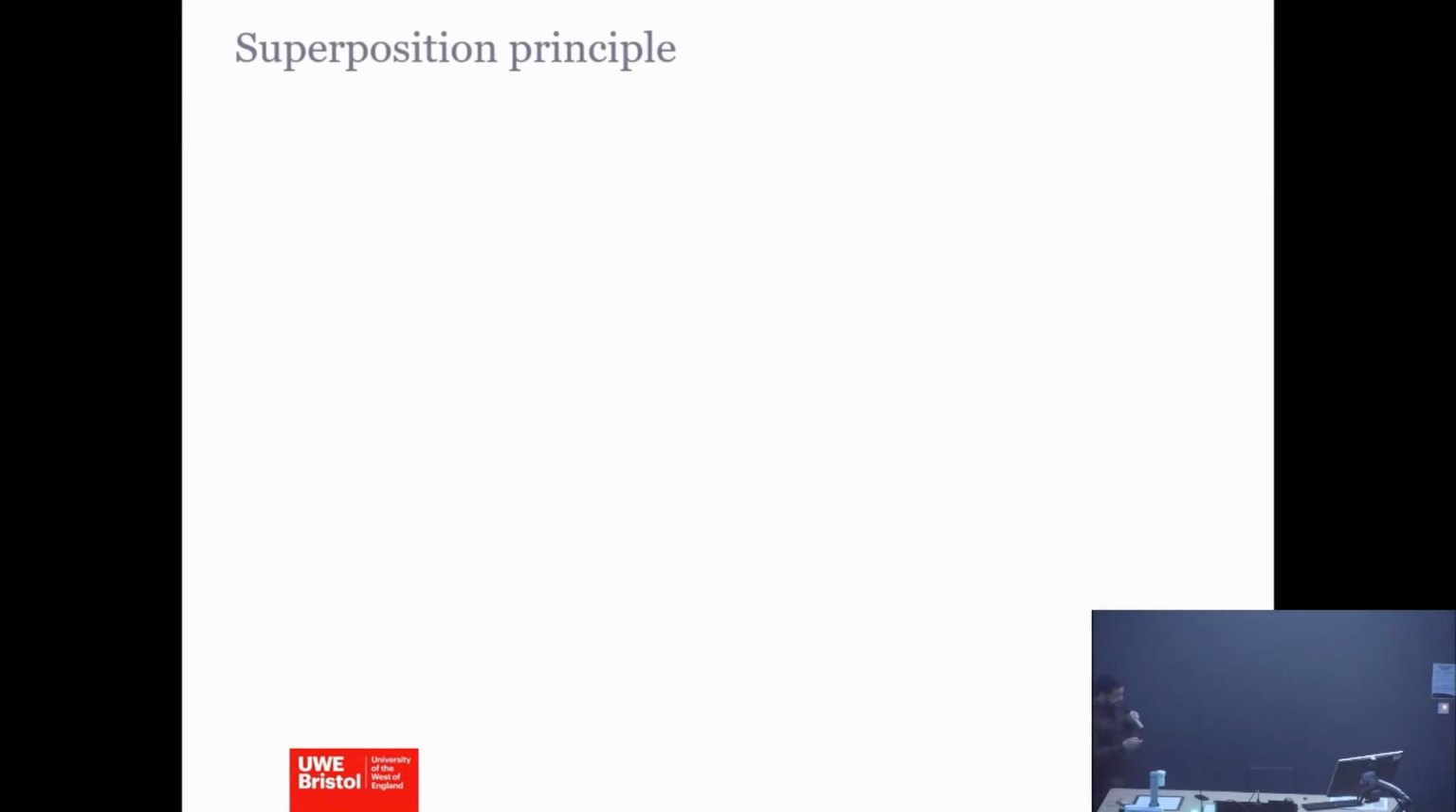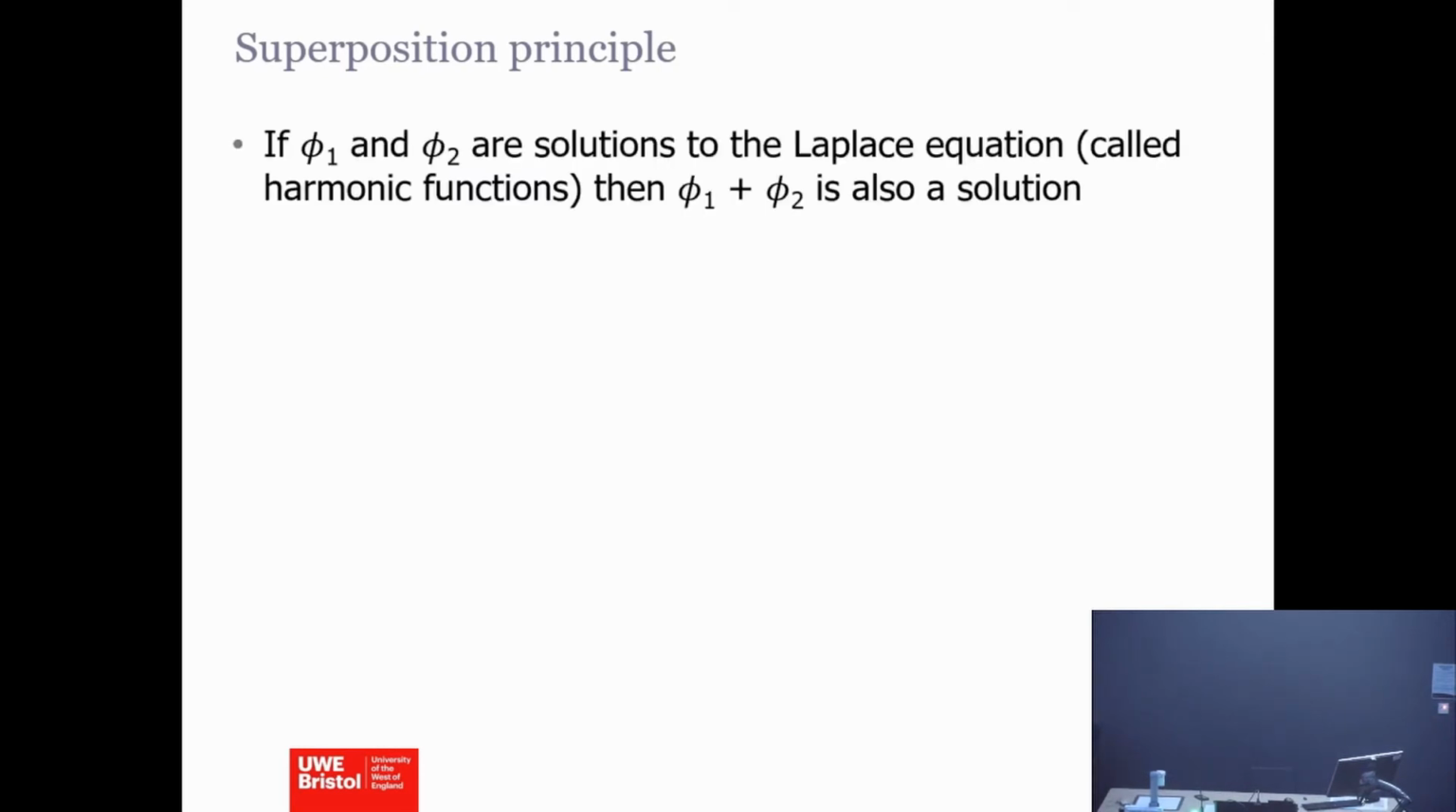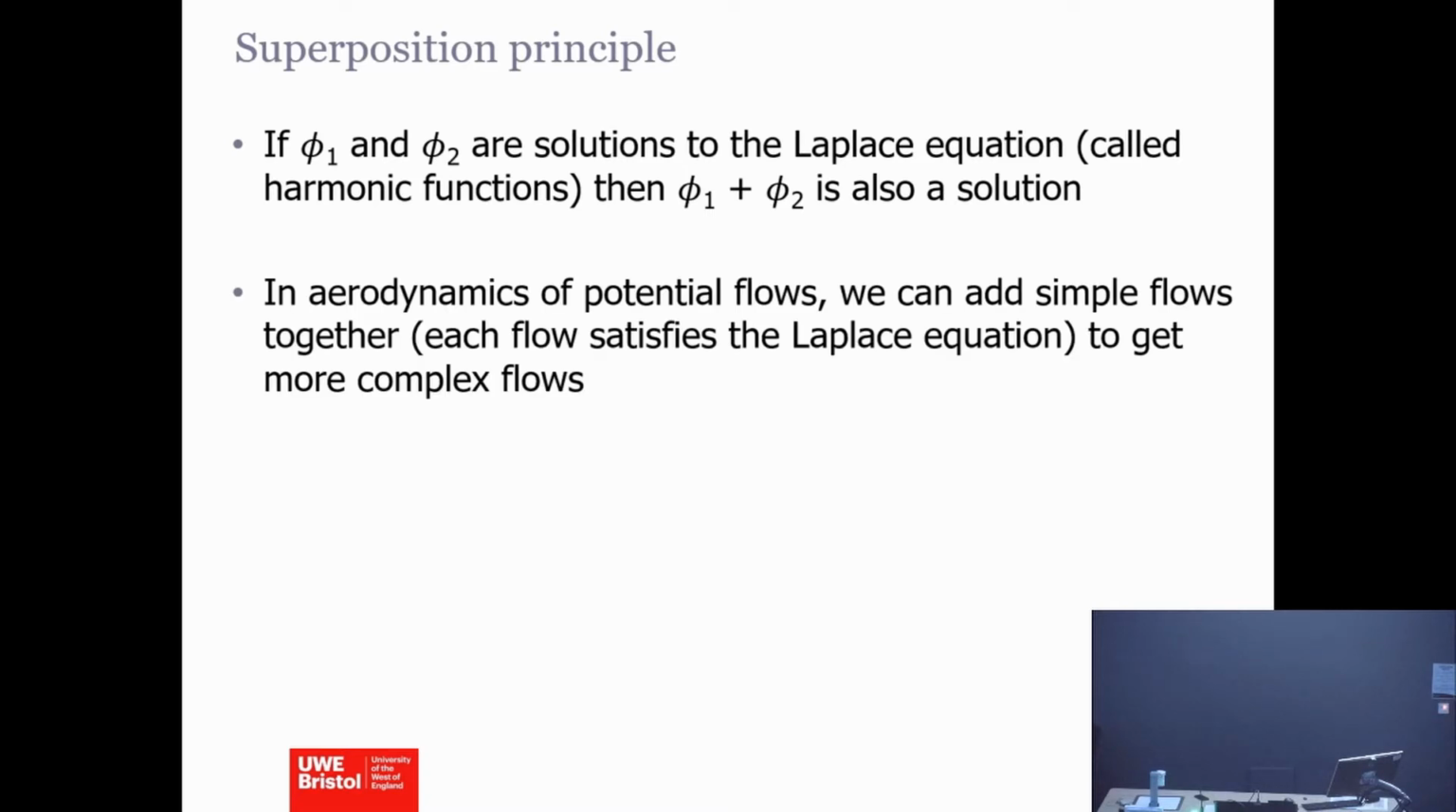So this brings me again just to stress the so-called superposition principle. What I'm saying there is, if I have functions phi1 and phi2, phi1 satisfies the Laplace equation, phi2 satisfies the Laplace equation. By the superposition principle, which is just another posh name for adding, superimposing something, phi1 plus phi2 is also a solution. I hope you guys can see that. So if phi1 is a solution and phi2 is a solution, phi1 plus phi2 is a solution. That's basically addition or superposition. So in aerodynamics of potential flows, it means I can add simple flows together to get more complex flows. So that's the key concept there.